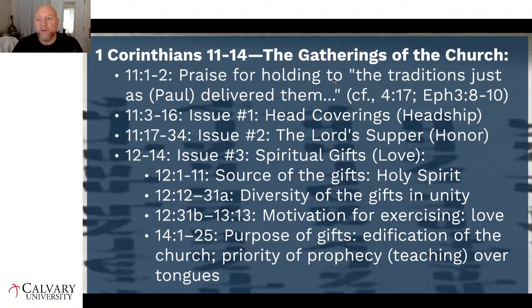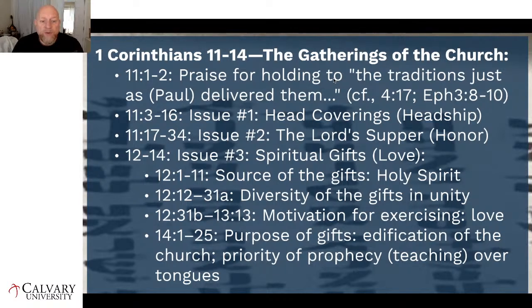And Paul addresses that. I think it's a cultural issue. But that's what's happening in that section. Then he talks about the Lord's Supper in the rest of chapter 11. And then 12 through 14, the issue is spiritual gifts. But this is all related to the gatherings of the church.